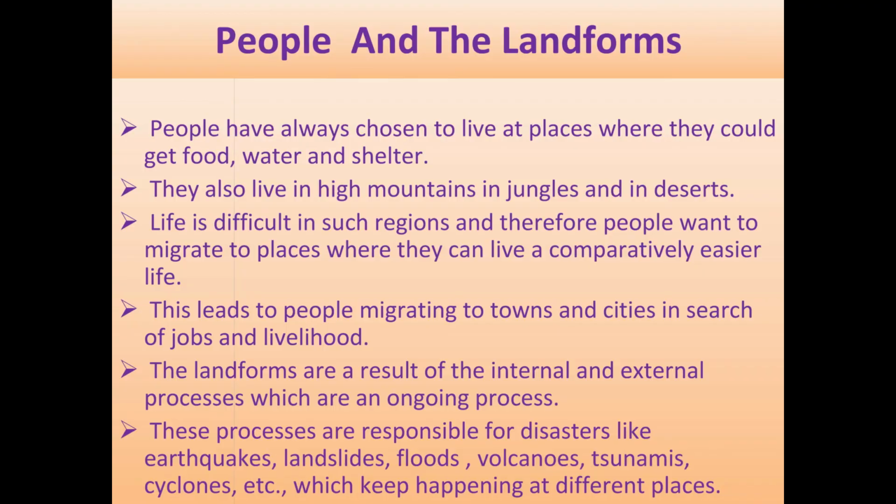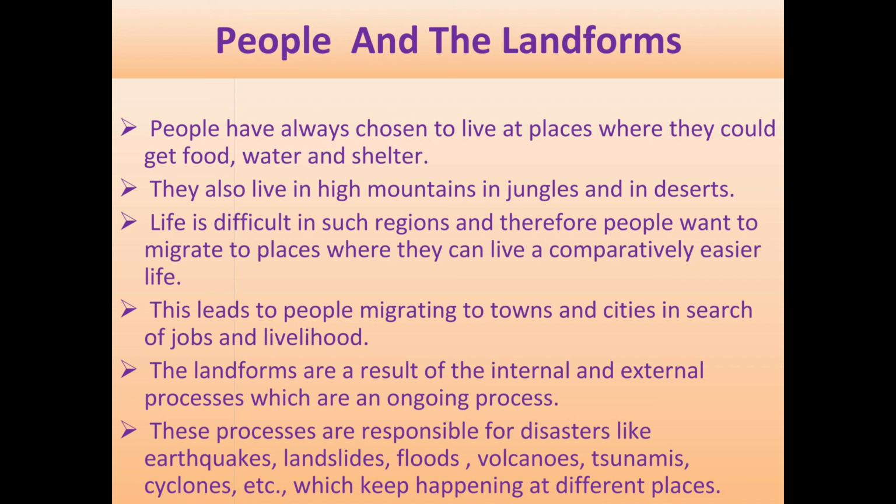People and the landforms. People have always chosen to live at a place where they could get food, water and shelter. They also live in high mountains, in jungles and in deserts. Life is difficult in such regions, and therefore people want to migrate to places where they can live a comparatively easier life. This leads to people migrating to towns and cities in search of jobs and livelihood. Towns and cities are therefore getting highly congested.